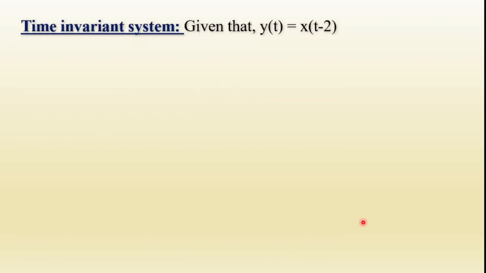Next check whether it is a time invariant or time variant system. The given system is y of t is equal to x of t minus 2. The statement of the time invariant system is y of t comma capital T is equal to y of t minus capital T. If that condition is satisfied, the given system is said to be a time invariant system. Otherwise, it is said to be a time variant system. The time invariant system can be determined in two cases or two steps.